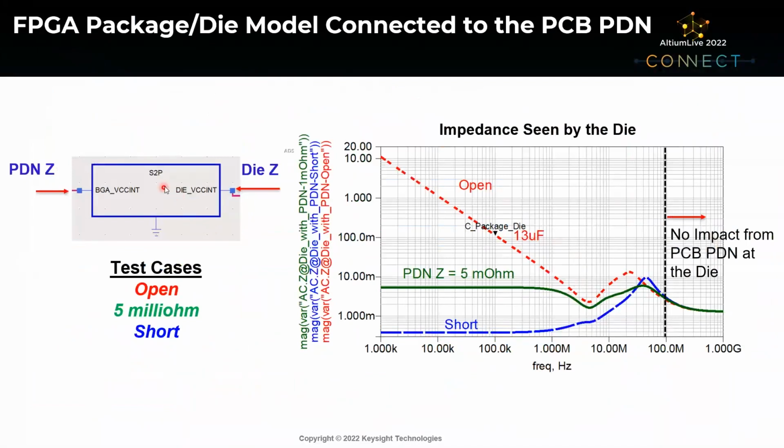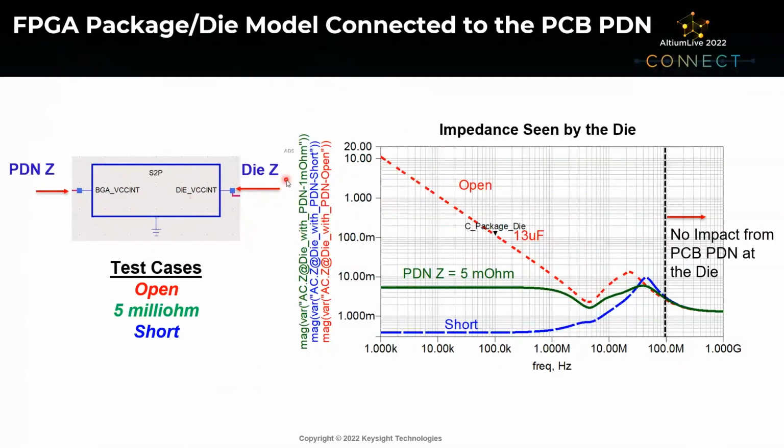The load can be described. One of the very useful things is to get a package die model of the load, and if we can describe that package and die as an S parameter model, that we have an S parameter block here that describes the behavior of that package and die.